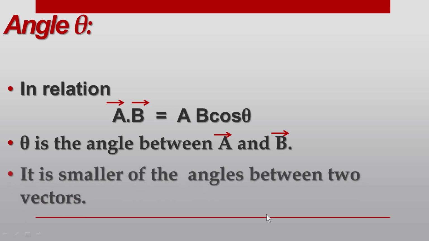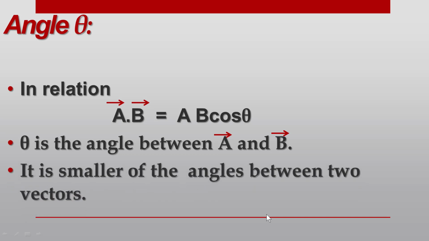It is the smaller of the angles between two vectors. If we are having two vectors, we will check how this is the smaller of the angles, but you have to keep in mind that theta is always the smaller of the angles between two vectors. So this theta is not the angle from the positive x-axis in the anti-clockwise direction, it is simply the angle between vector A and vector B.